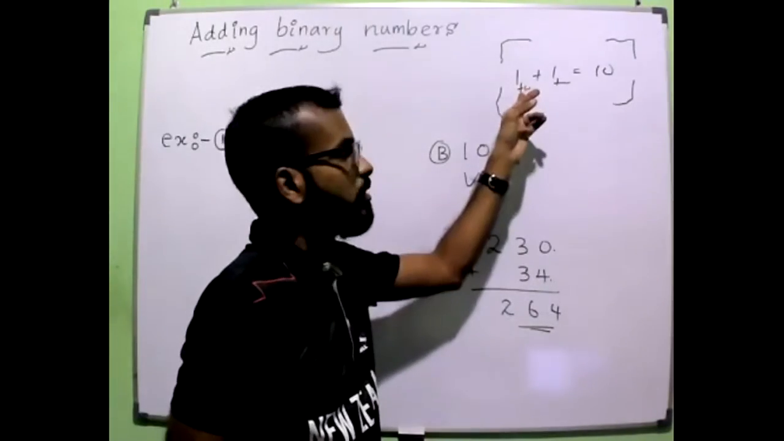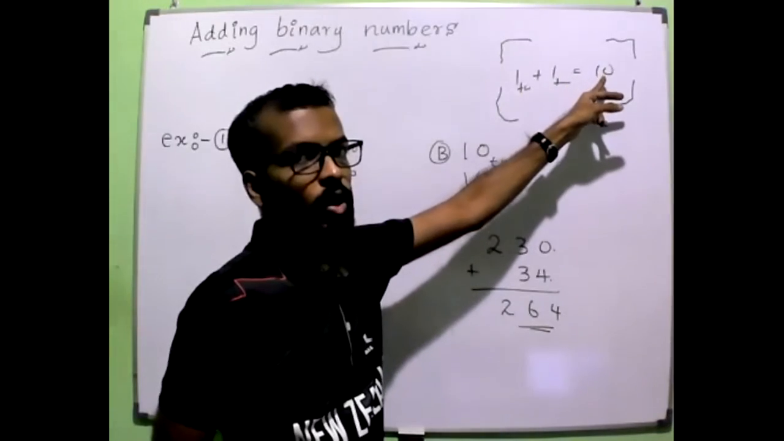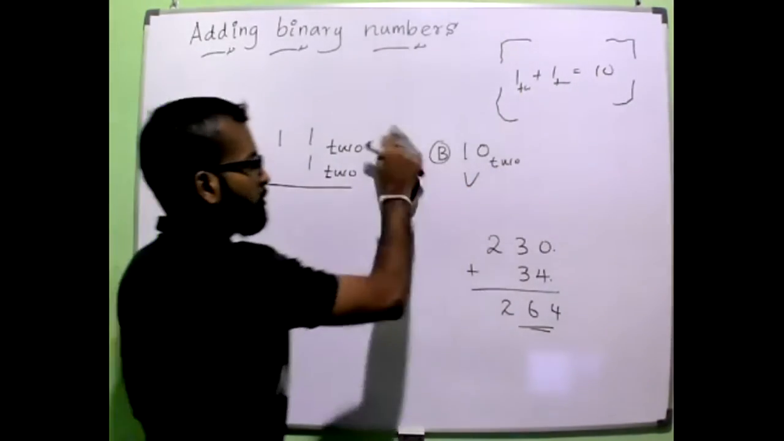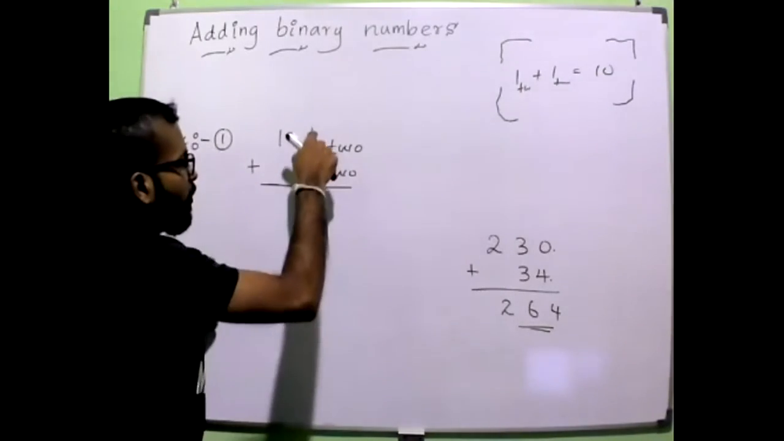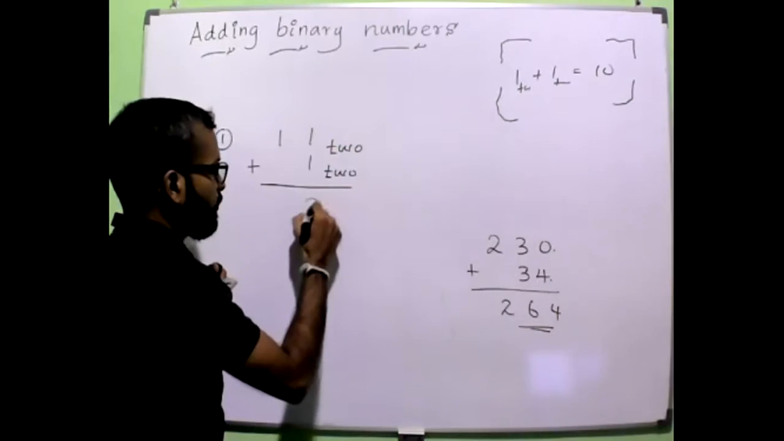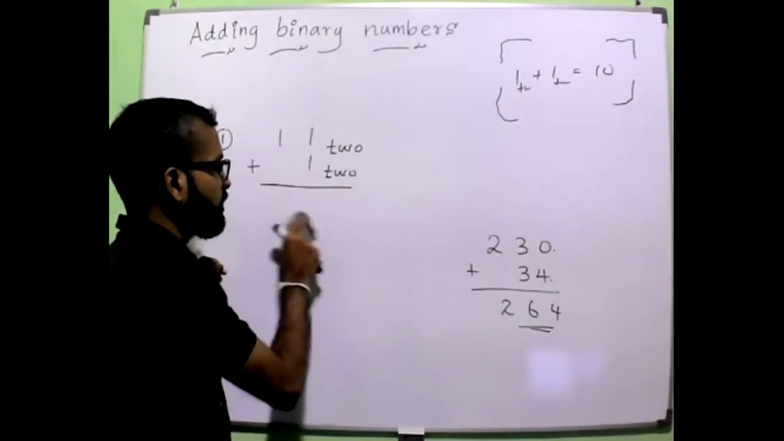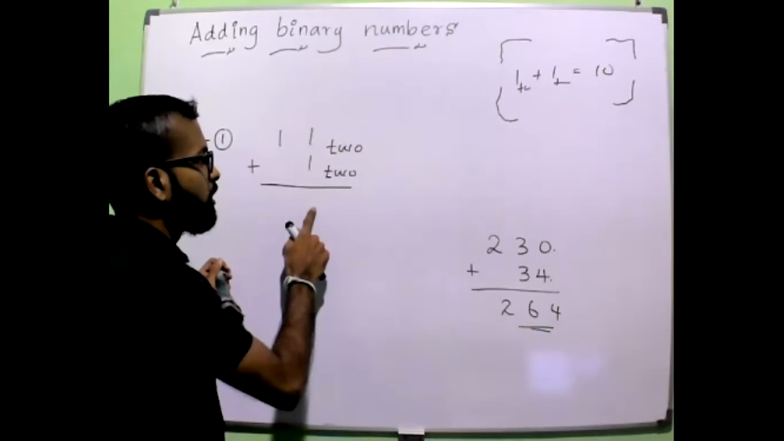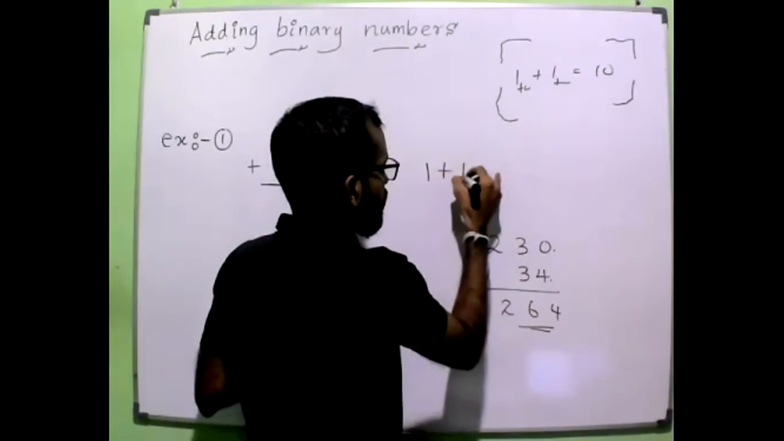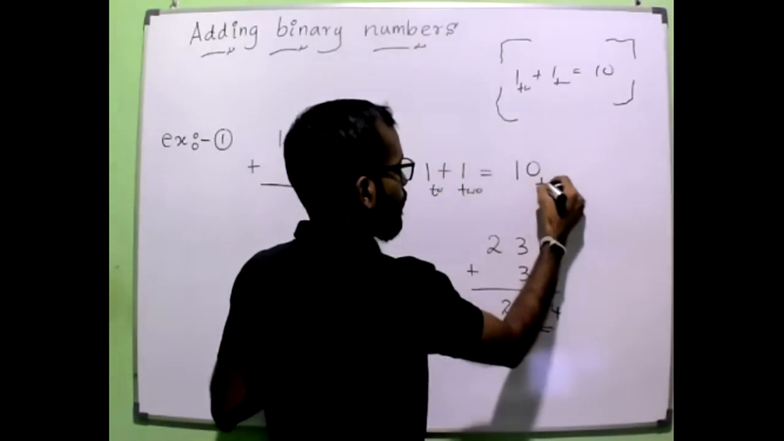In the middle one, 1 base 2 plus 1 base 2 equals 10 base 2. So this is it, right? 1 plus 1 is not 2. Totally wrong. If you put 2, totally wrong, right? Because these are binary numbers, you cannot put 2 here. Instead of that, 1 plus 1 is 10, because they are in base 2.